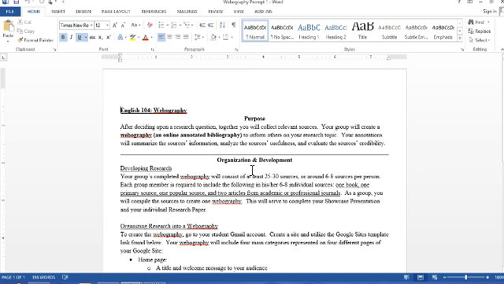The purpose of a webography, many of you have probably done an annotated bibliography. Hopefully in high school you've done this, or last semester perhaps. I'm not really sure if you did it in 103 or not. But the purpose is, after deciding upon a research question, together you will collect relevant sources.